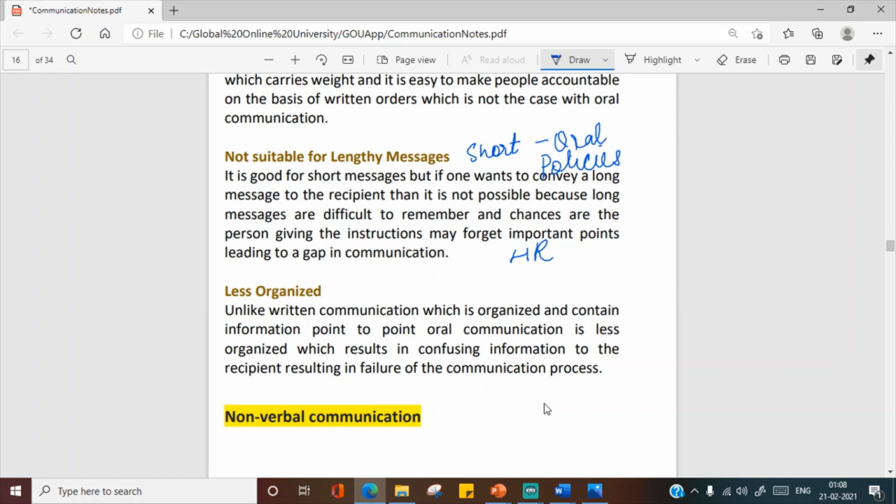Oral communication is less organized, unlike written communication, which is organized and contains information point to point. Oral communication is less organized, which results in confusion. So, when things are written, the information is firm, strong, but in oral communication, it becomes confusing, and the recipient or the receiver can fail to understand what the sender is saying.